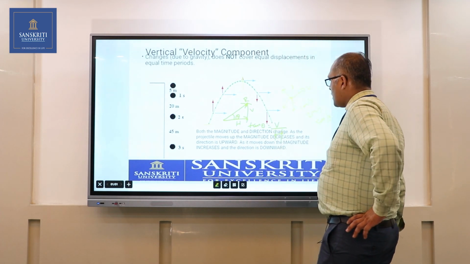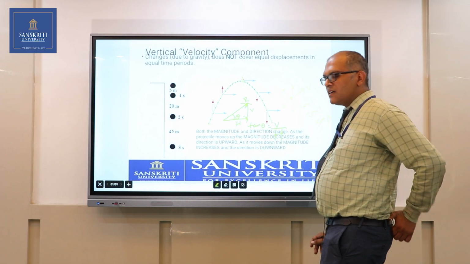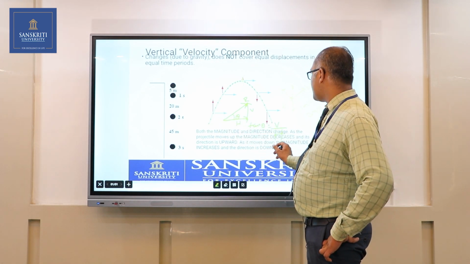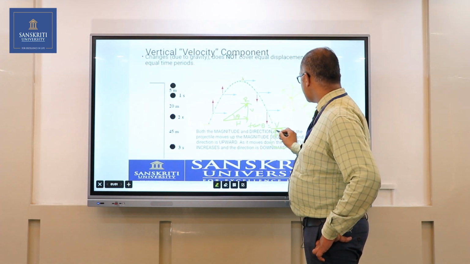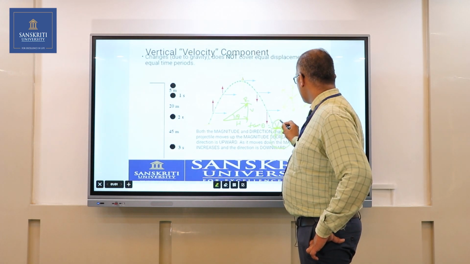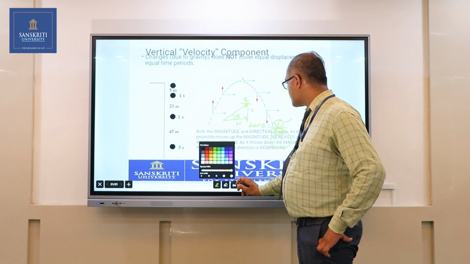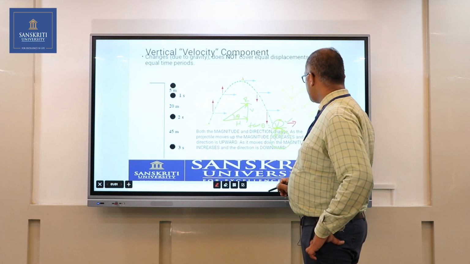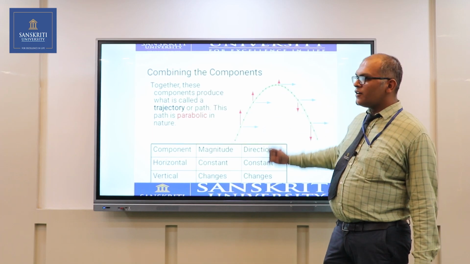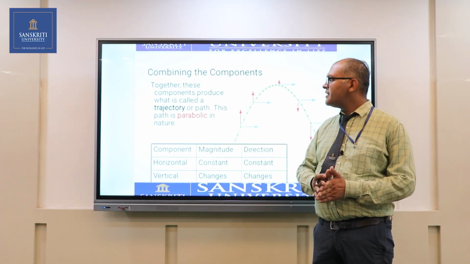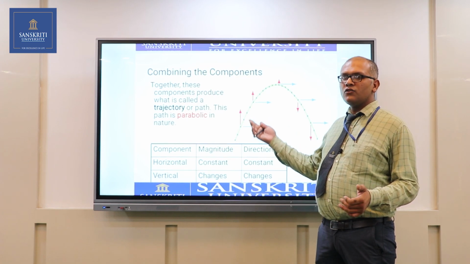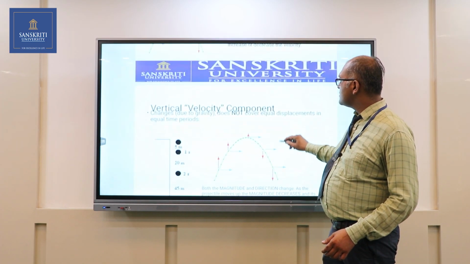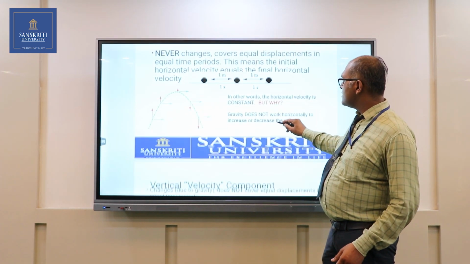As I have already said, the horizontal velocity vector remains the same in the entire projectile motion. So basically, my horizontal component is always the same, but the vertical velocity vector is changing. So we have already seen how to combine the various components, vertical and horizontal, and how it is affecting the projectile motion in this slide which we have seen.